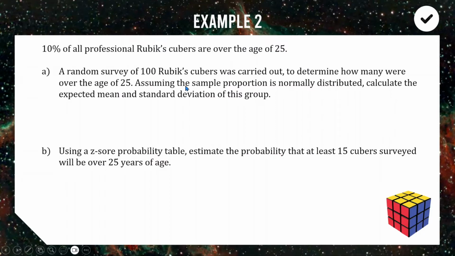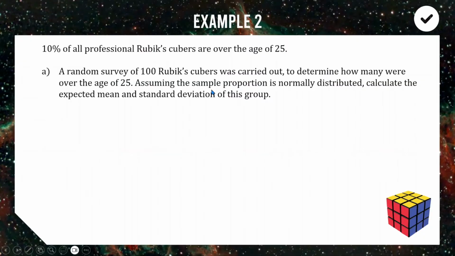A random survey of 100 Rubik's Cubers was carried out to determine how many were over the age of 25. Assuming that this is normally distributed, calculate the expected mean and standard deviation of the group. This is great news. Whenever we see a question like this, as long as we know the formulas, this is free marks for us. So straight away, we're recognizing that it's a sample proportion question.